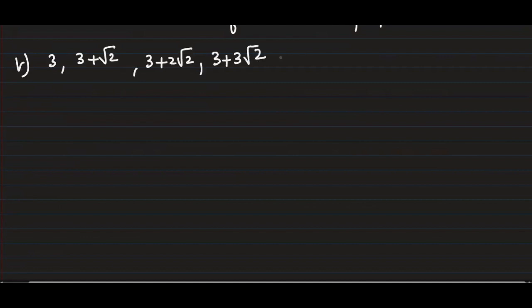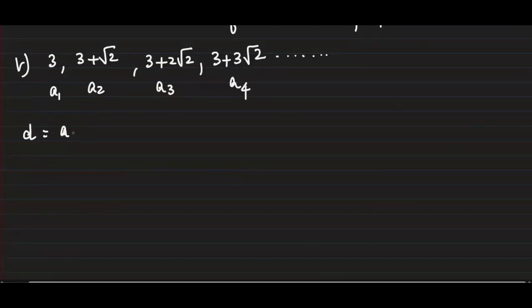Okay, so question number 5. The first term is 3, then 3 plus root 2, and the third term here is 3 plus 2 root 2, and the fourth term is 3 plus 3 root 2, and so on. So this is A1, A2, A3, and A4. So we should first find what is D.